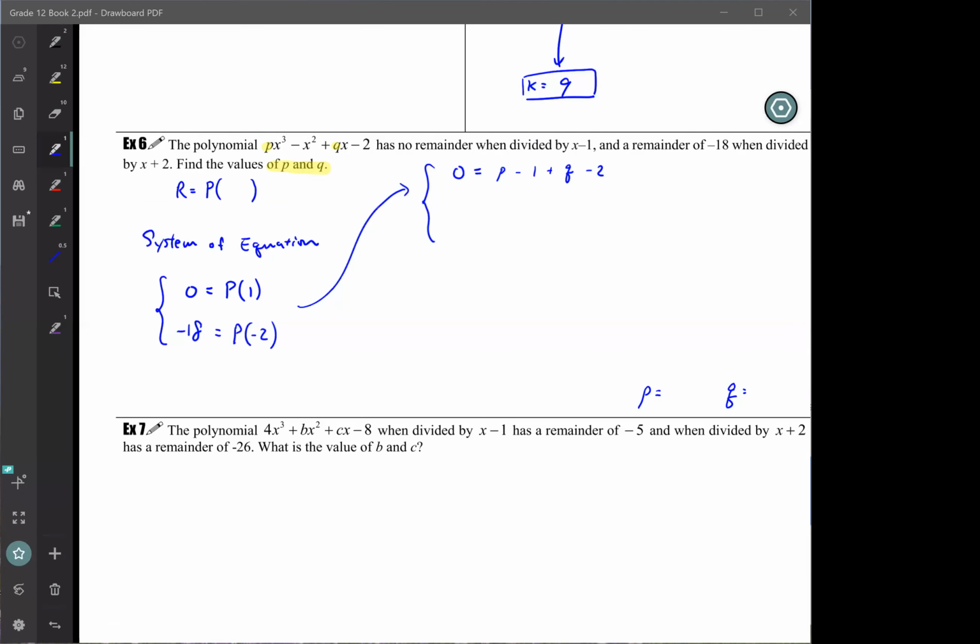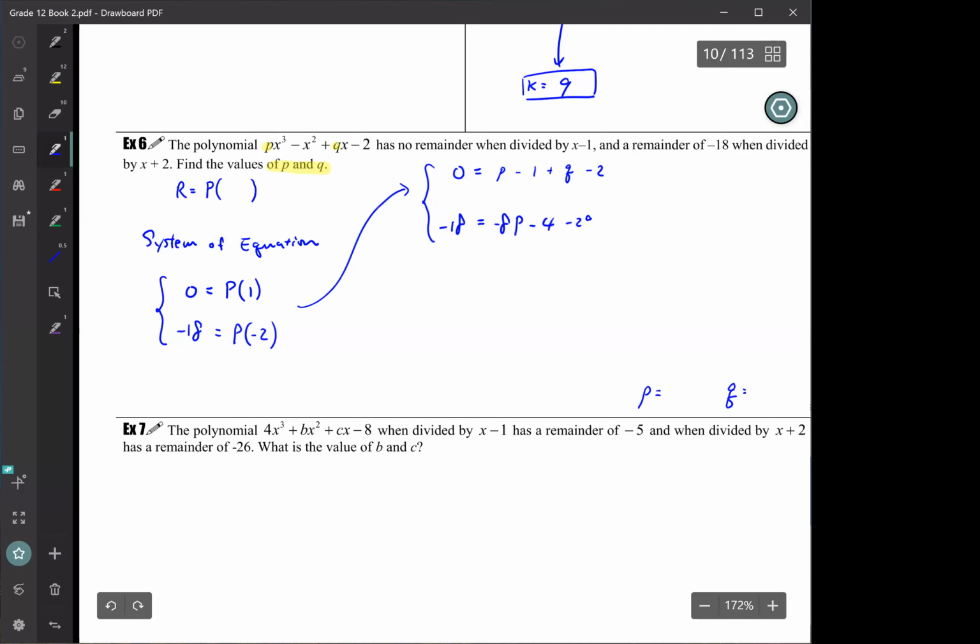Okay, Donna, do you have the second one? Yeah, negative... wait, what? Oh, negative 18 equals negative 8p minus 4 minus 2 cubed minus 2 minus 2. Okay, very good.